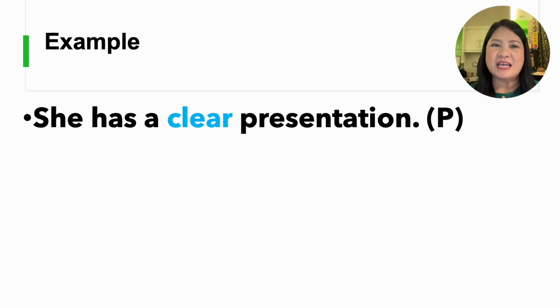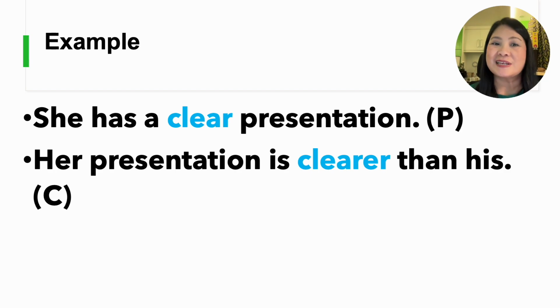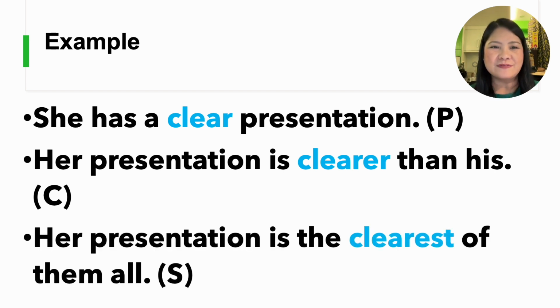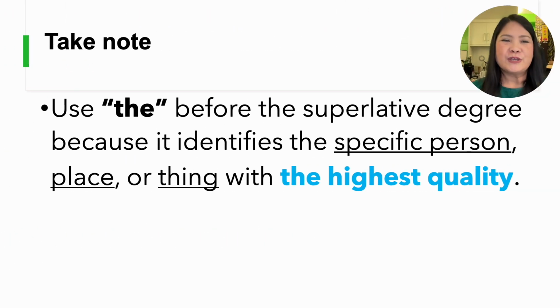Okay, for example, she has a clear presentation, that's positive degree. Her presentation is clearer than his, comparative degree. So there are two being compared there, her presentation versus his presentation. And for the superlative, her presentation is the clearest of them all. So there are many. One versus many. Take note, use the article the before the superlative degree because it identifies the specific person, place, or thing with the highest quality.